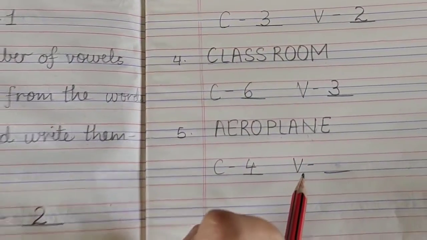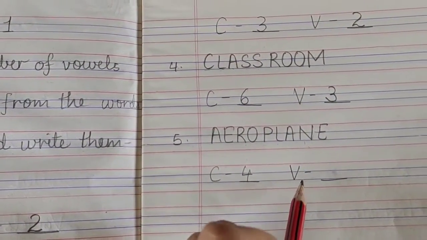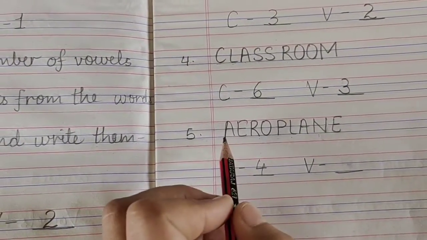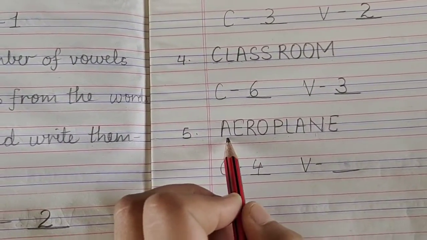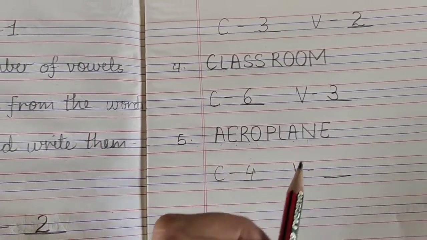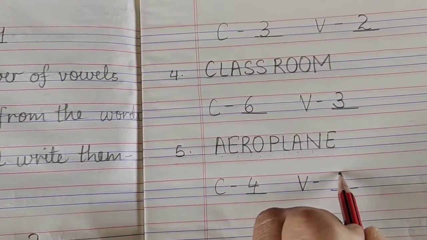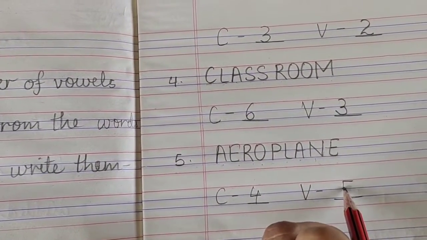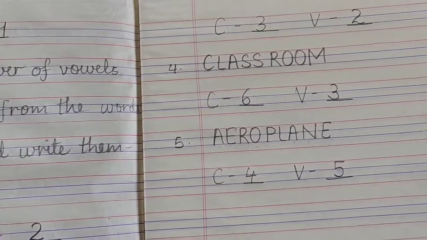Now we will count the number of vowels. So in this word how many vowels are there? Let us count. 1, 2, 3, 4 and 5. So there are 5 vowels. Is that clear? 5 vowels. So we will write number 5 in front of vowels.